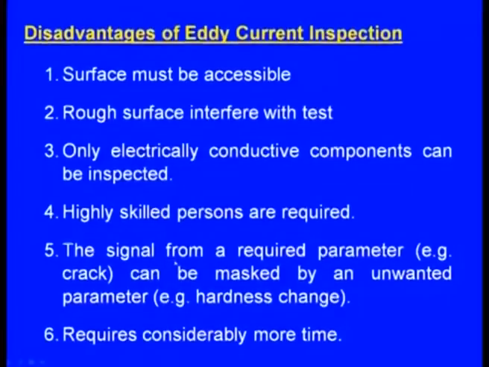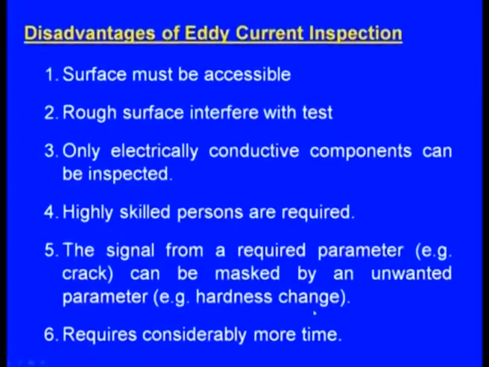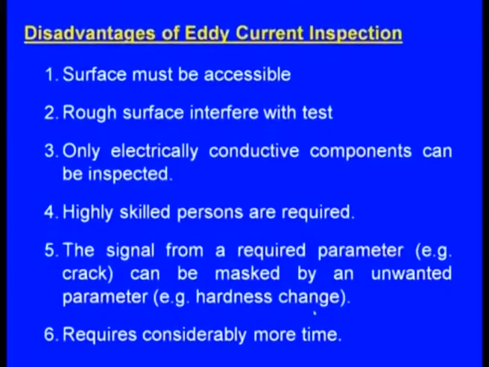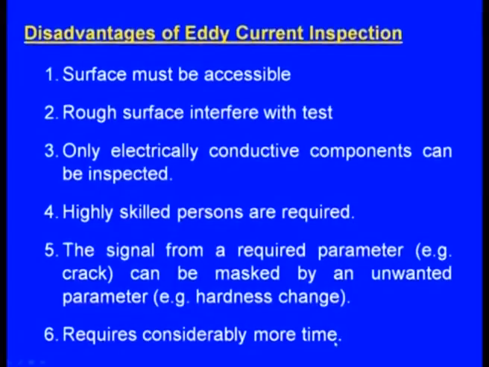The signal from a required parameter, for example a crack, can be masked by an unwanted parameter, hardness and so on. That is possible. Because of the hardness there is a variation in the output eddy current, but it is possible that the operator may mistake that it is due to a crack. That's how a highly experienced person is required to conduct this eddy current inspection. Now, this requires considerably more time.